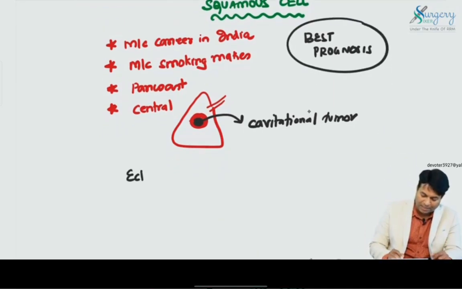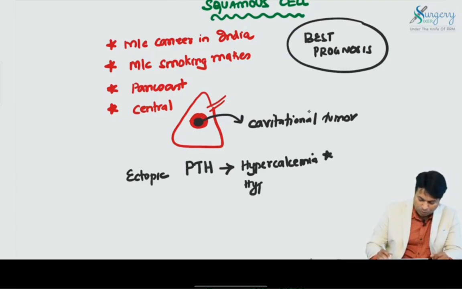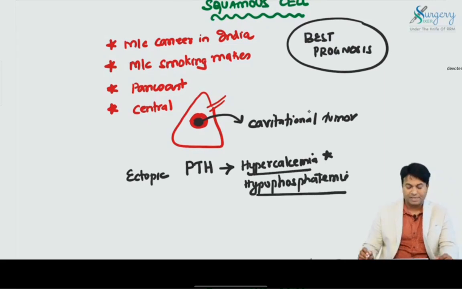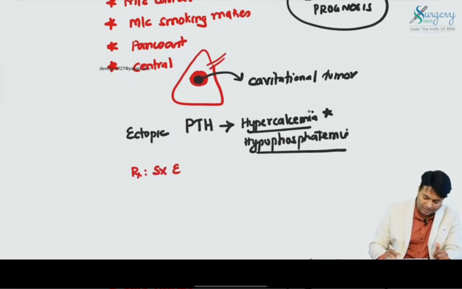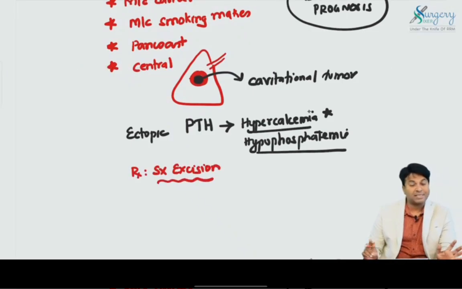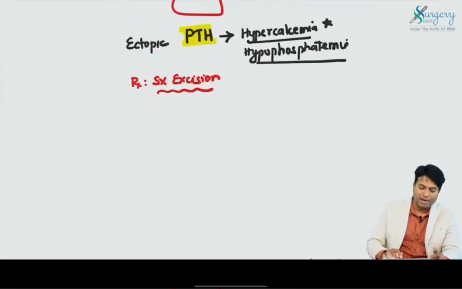It produces ectopic parathyroid hormone. Therefore, there is hypercalcemia and hypophosphatemia seen in these patients. Treatment is surgical excision. We have to excise the tumor by surgery. Surgical excision is the best treatment. Please don't forget, ectopic parathyroid hormone production is seen with squamous cell cancers.